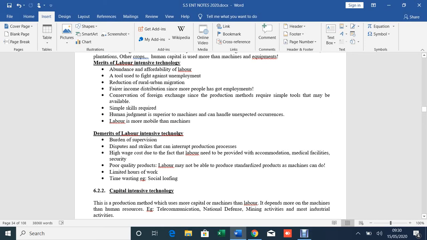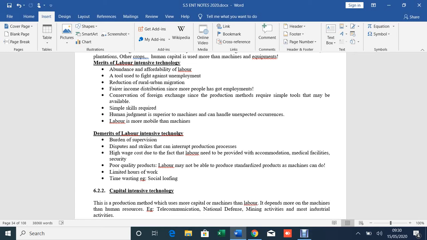But you also have the demerits of labor intensive technology. In terms of supervision, you lose more time supervising people in businesses, and there are some other problems. Businesses using labor intensive technology may produce poor quality products. How?